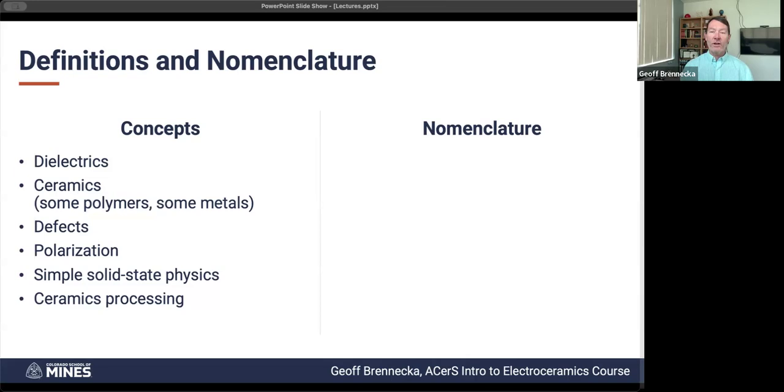How does the processing atmosphere that we're using affect defect chemistry and those kinds of things? So I'll throw those in along the way. And then, yes, we're going to have a little bit of circuits. It'll be very simple, just RLC, so resistor, inductor, capacitor circuits.